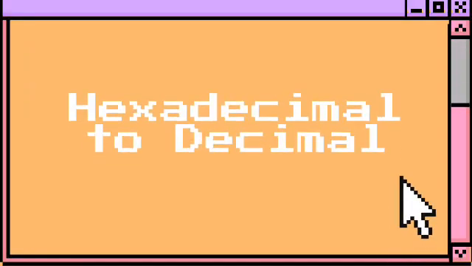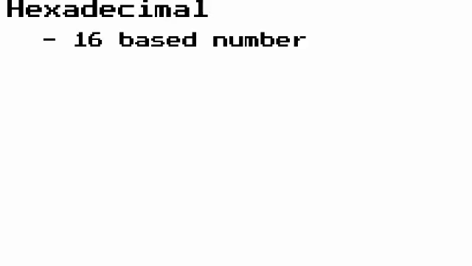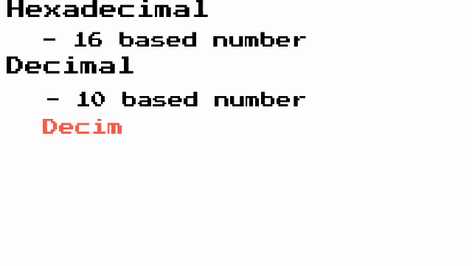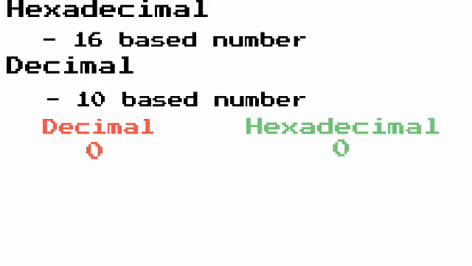Hexadecimal to decimal. Hexadecimal is a 16-base number, while decimal is a 10-base number. A decimal value of 0 corresponds to 0 in the hexadecimal system.